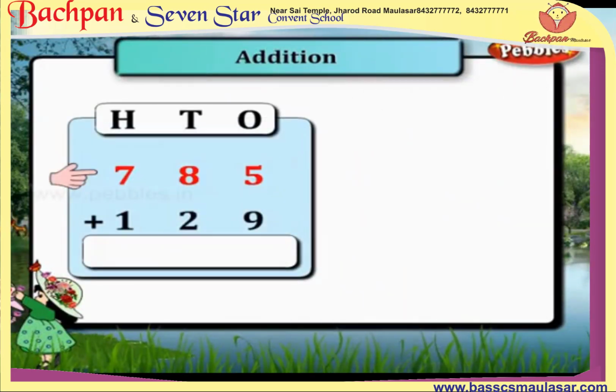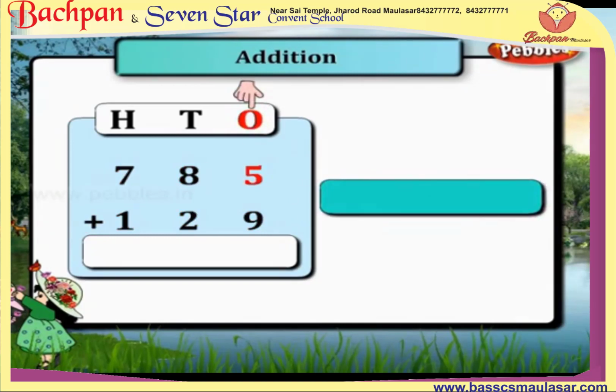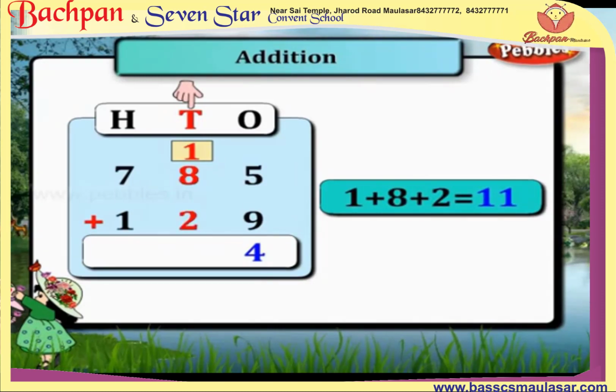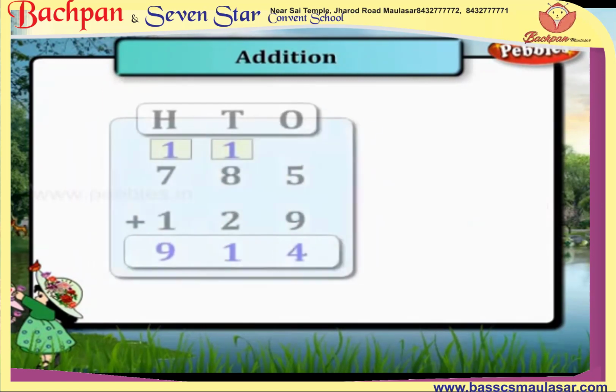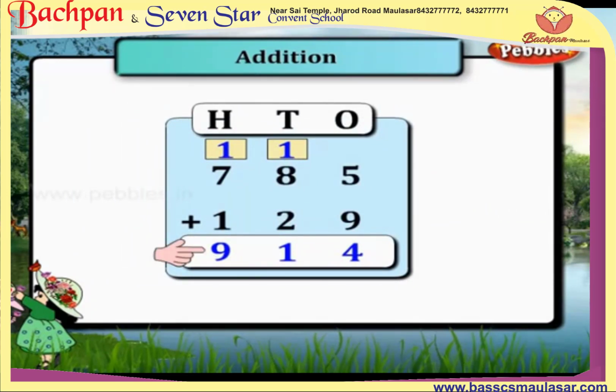Now let us add 785 to 129. Add the ones. 5 plus 9 gives us 14. Write 4 in the ones column and carry over 1 to the tens column. Add the tens. 1 plus 8 plus 2 is equal to 11. Write 1 in the tens column and carry over 1 to the hundreds column. Add the hundreds. 1 plus 7 plus 1, and that is equal to 9. So the answer is 914.